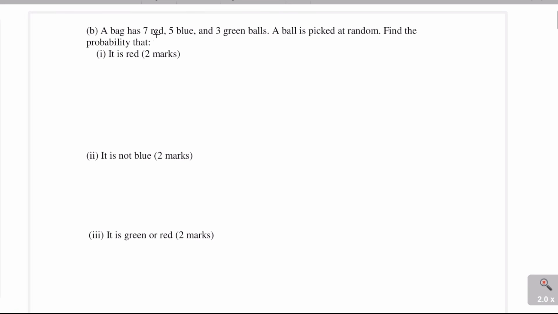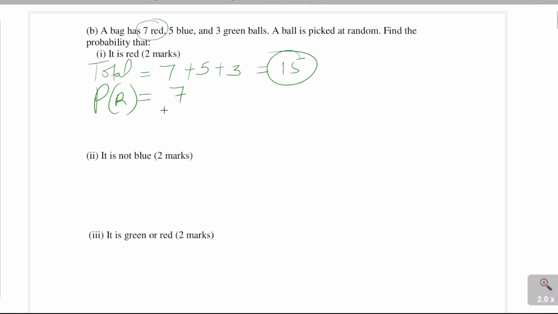How many reds are here? There are 7. So the first thing, we get the total number of balls in that bag, which is 7 plus 5 plus 3. So this gives the total as 15. So once you get 15, what is the probability of picking a red amongst these 15? The probability of picking red is given by the reds, which are 7, divided by the total number of balls in that bag. So that will be the probability of picking a red ball.